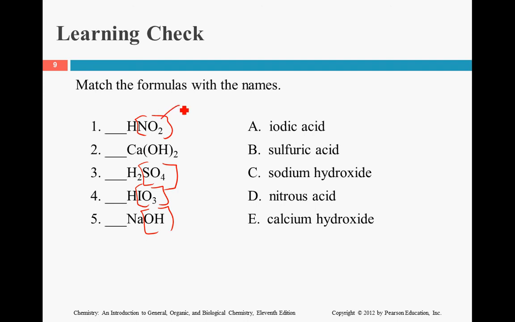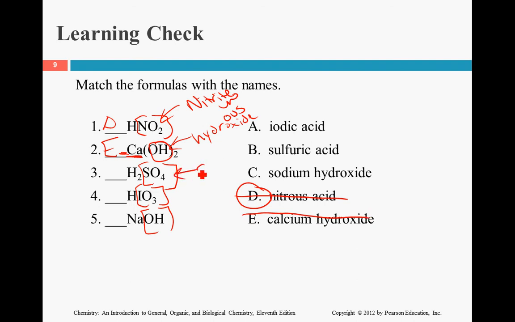So we have to figure out what NO2 is. NO2 is nitrite. ITE becomes OUS. So we're going to look for nitrous acid. There it is. So we have used that one now. This one doesn't start with an H, which means it must be a base. OH is hydroxide. Ca is the symbol for calcium. So we're looking for calcium hydroxide. There it is.